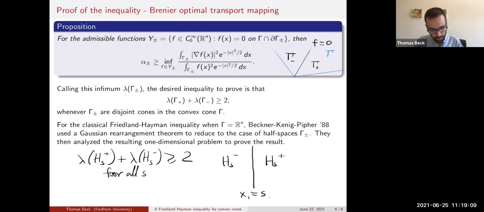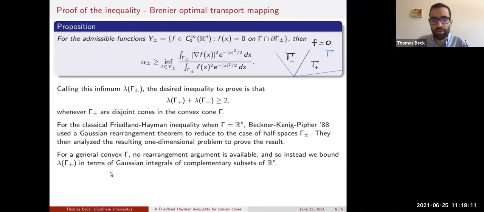So unfortunately, in our case, when gamma is just a general convex cone, we don't have the corresponding rearrangement theorem. So we can't make the same argument directly because we have no way of rearranging gamma plus and gamma minus in such a nice way when they're subsets of this fixed cone gamma rather than the whole of Rn. So how do we get around this?